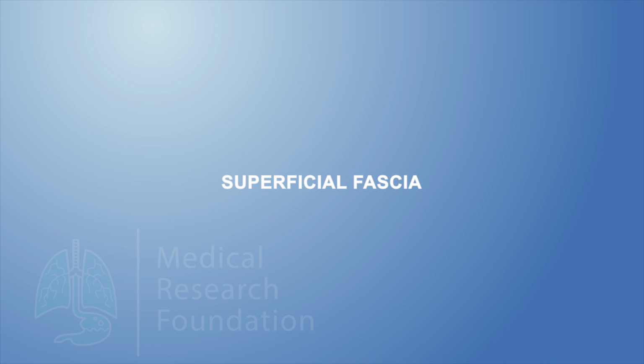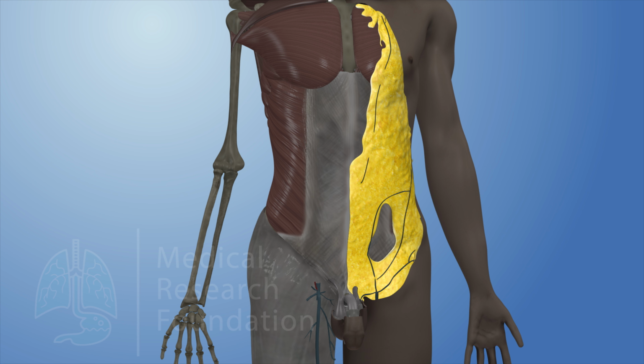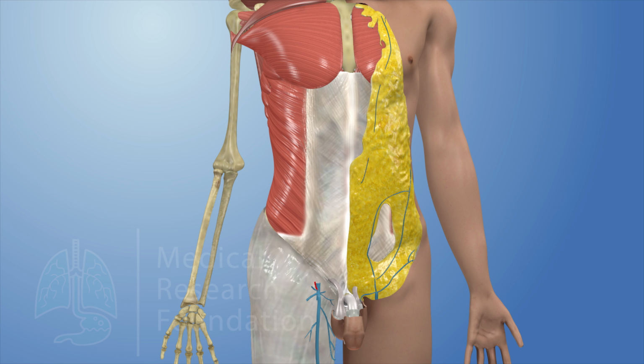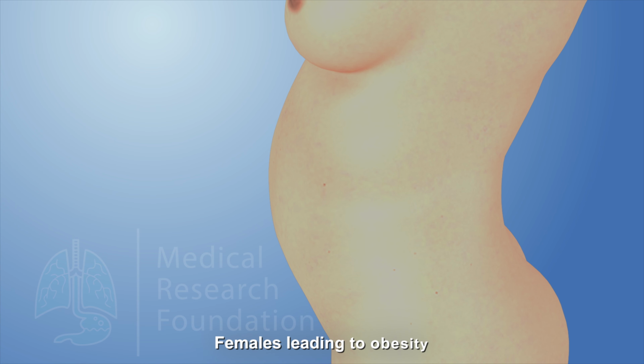Superficial fascia. The superficial fascia contains a variable amount of fat, maximum in the lower half of the anterior abdominal wall. The anterior abdominal wall is the major site of fat accumulation, especially in females, leading to obesity.